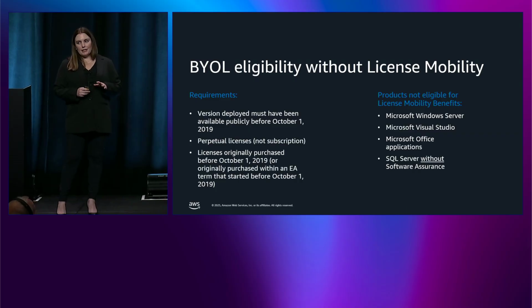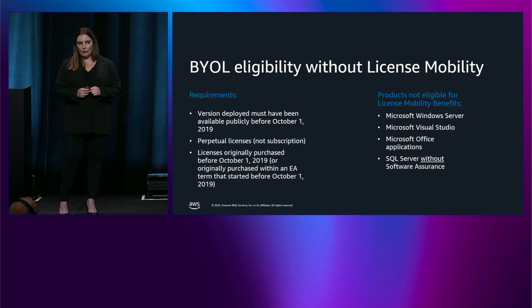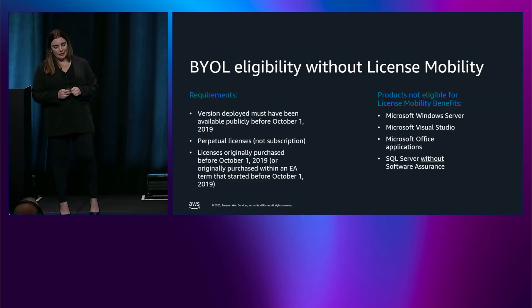Now I'm going to shift gears to bringing products that do not have license mobility benefits. There were some changes that were made effective October 1st, 2019. These changes specifically impacted products that are not eligible for license mobility benefits. So this does not impact anything I've just spoken about previously. To bring a product that is not eligible for license mobility benefits, such as Windows Server, the version you're deploying first must be a version that was released before October 1st, 2019.